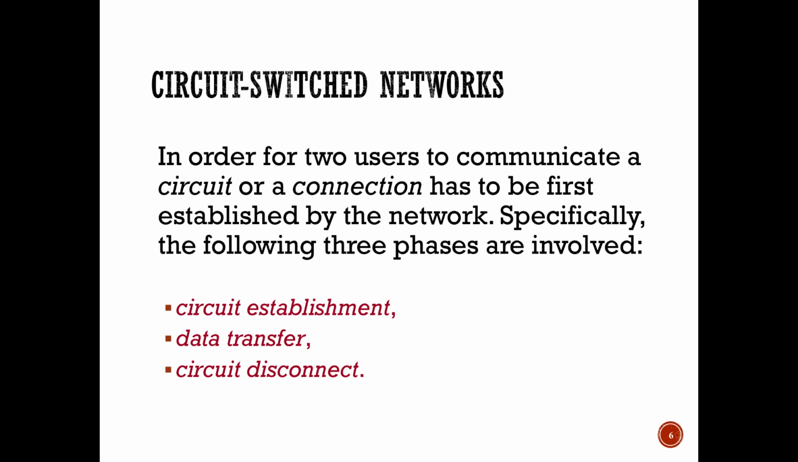networks. In order for two users to communicate, a circuit or a connection has to be first established by the network. Specifically, the following three phases are involved: circuit establishment, data transfer, circuit disconnect.